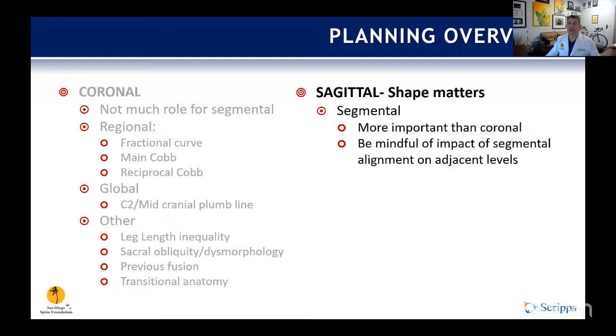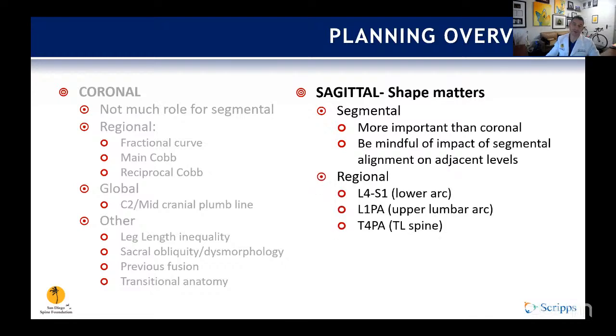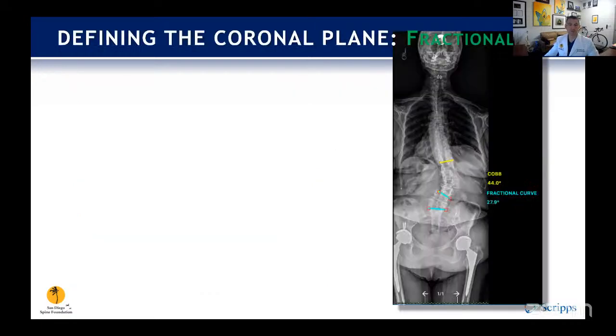In the sagittal plane, the shape really matters. And so the segmental alignment actually matters a lot as well. So it's really important to realize that what you do at one segment affects all the other segments in a very reciprocal manner. And then when we think about the regional, we're going to think about the lower arc of lordosis, the upper arc of lordosis, and then the entire thoracolumbar spine. And then the global alignment really has to do with the relationship between T4 and L1, as well as the C2 PA and the C2 tilt, and we'll get into those parameters in the second half of this talk.